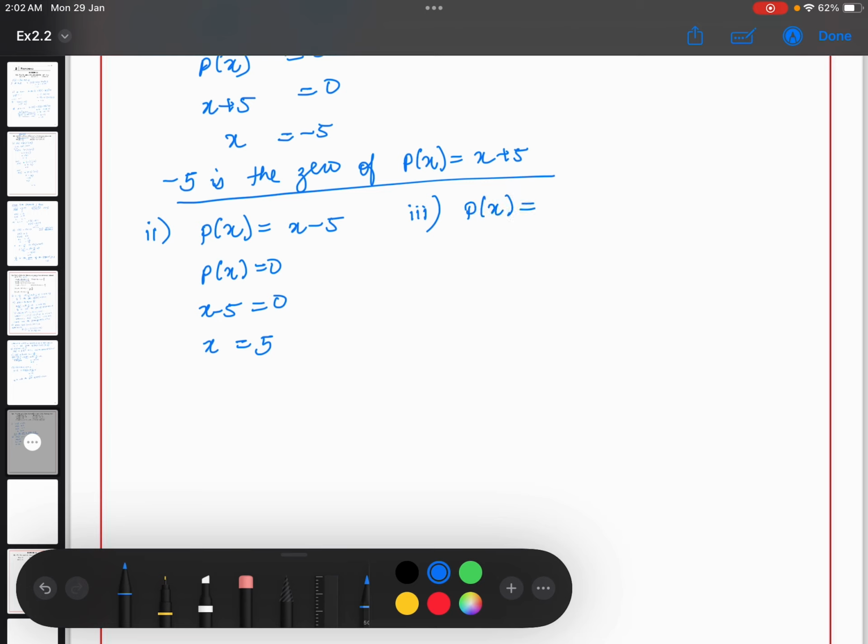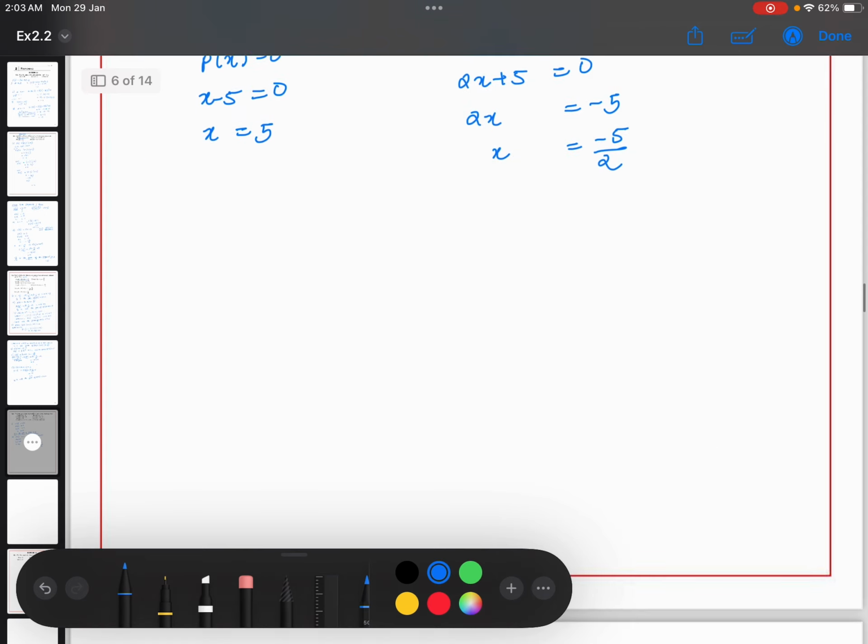Now 3 is p of x equal to 2x plus 5. Simply substitute p of x equal to 0. So p of x is 2x plus 5 equal to 0. If we take 5 to the other side, it becomes minus 5, and since this is multiplication, when you take it to the other side, it will go down to the denominator. Clear with this? Now we're done with 3.